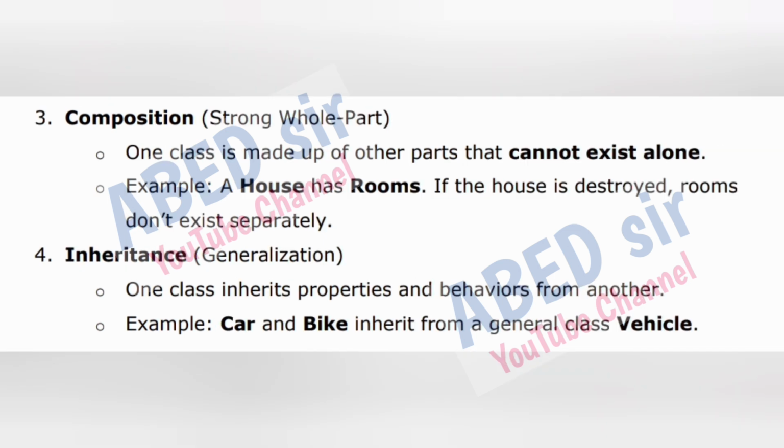3. Composition, strong whole-part. One class is made up of other parts that cannot exist alone. Example, a house has rooms. If the house is destroyed, rooms don't exist separately. 4. Inheritance, generalization. One class inherits properties and behaviors from another. Example, car and bike inherit from a general class vehicle.